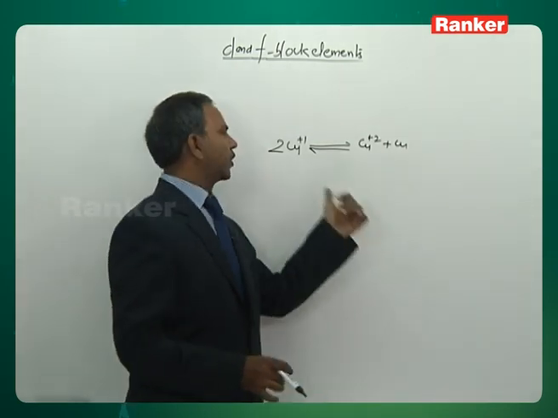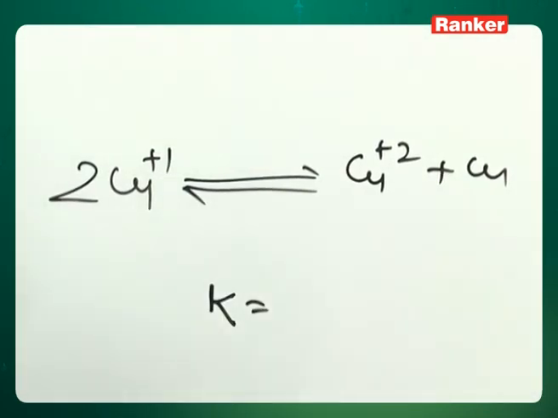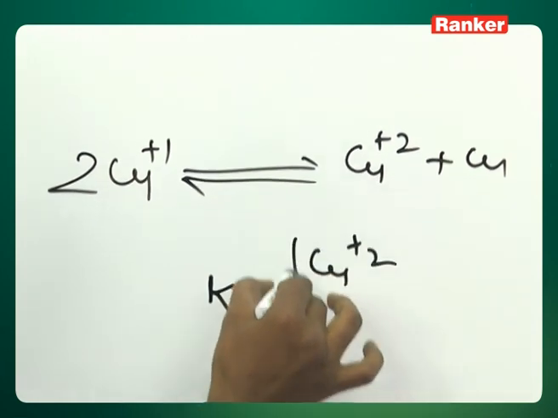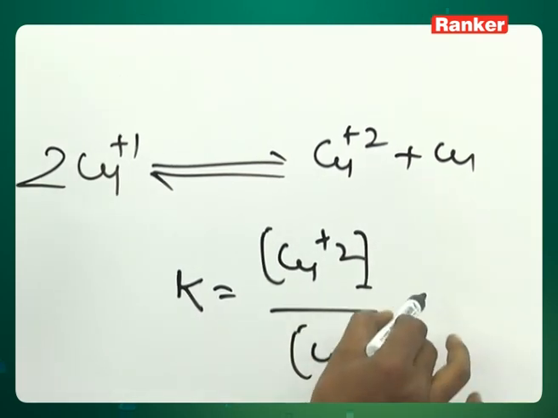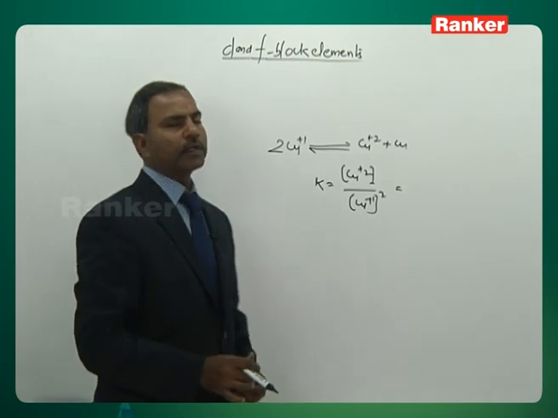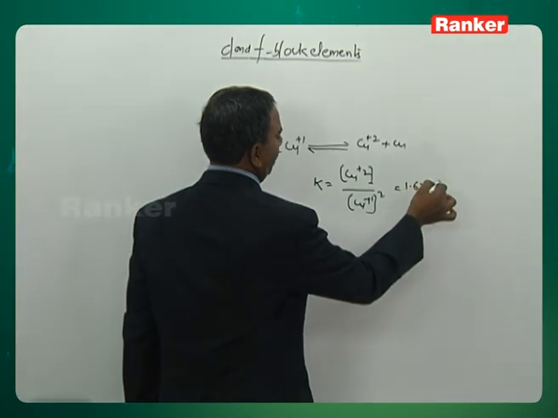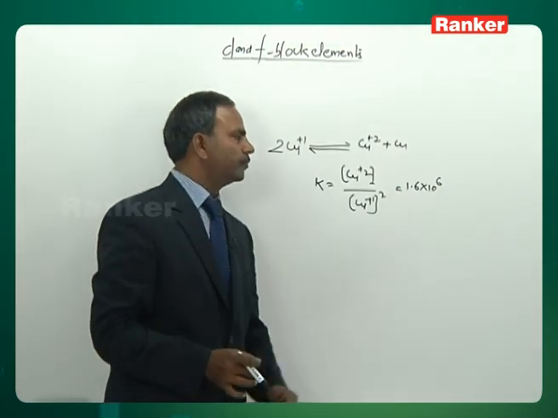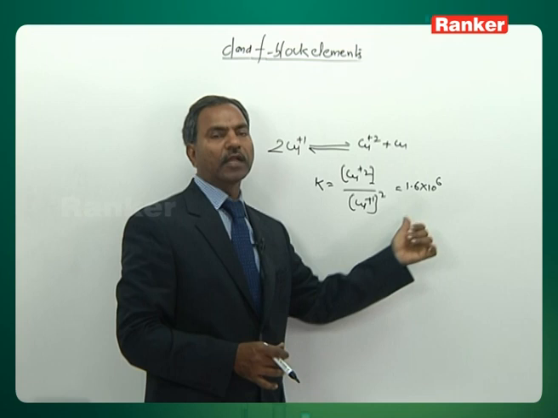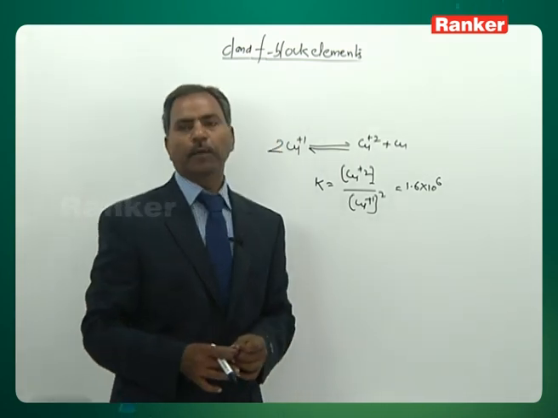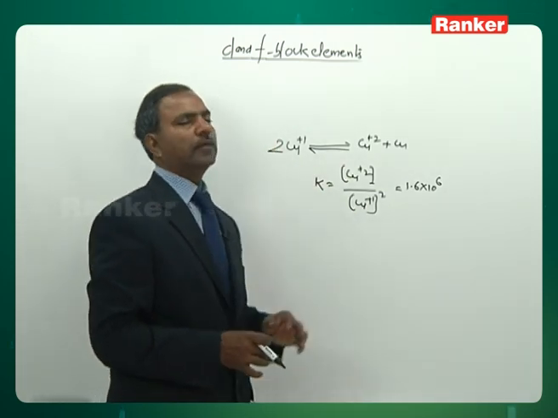How can you say that copper plus 1 doesn't exist in aqueous solution? Write the equilibrium constant for this: copper plus 2 over copper plus 1 squared. This reaction's equilibrium constant value comes to be 1.6 into 10 to the power of 6. Such a very big value means the copper plus 2 concentration is that many times greater than copper plus 1. In comparison to copper plus 1, the concentration of copper plus 2 is very high. Therefore, we conclude that copper plus 1 doesn't exist.